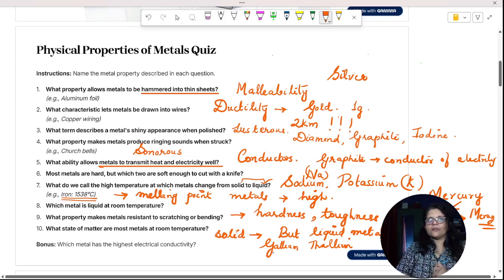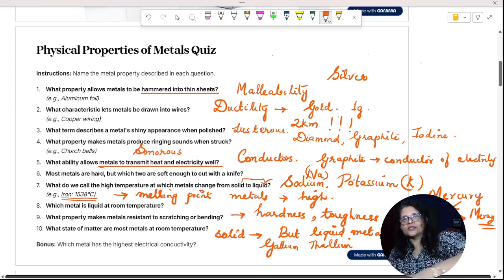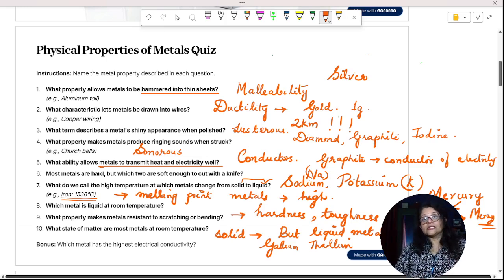Okay. So that was about the physical properties of metals. Mostly metals are hard, but there are exceptions here again. The exceptions are potassium and sodium. They are too soft because they can be cut with a knife. And some metals are in liquid form. Those are mercury, gallium, and thallium. And again, usually, non-metals are considered to be in a gaseous or liquid state, but the hardest substance on earth, if you believe me, is diamond.